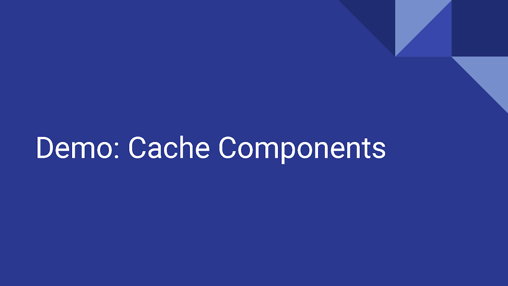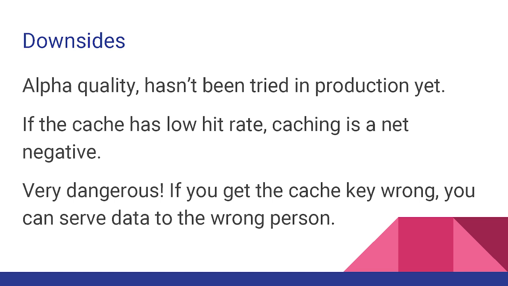It has some downsides, right? Alpha quality, I already said that. Nobody's tried it in production. Nobody knows about it. As with all caches, if it has a low hit rate, if you are rendering things that are totally different all the time, or your components are getting different props all the time, caching is just going to be a net negative. It's just going to be a drag on the system.